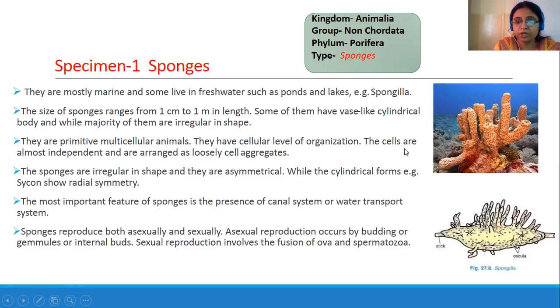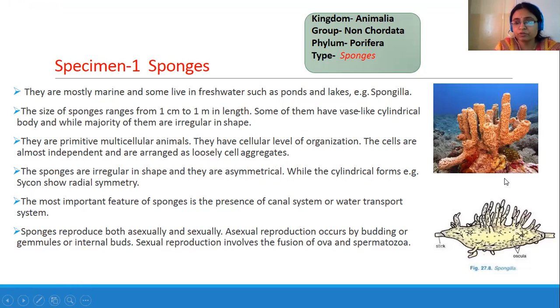They are active, they are independent, they carry out all the functions in their body, and they can be arranged as only a loose cell aggregate. So these sponges, they are irregular in shape. That's why they are asymmetrical, because we cannot cut them into equal halves because their body is irregular. Fine.